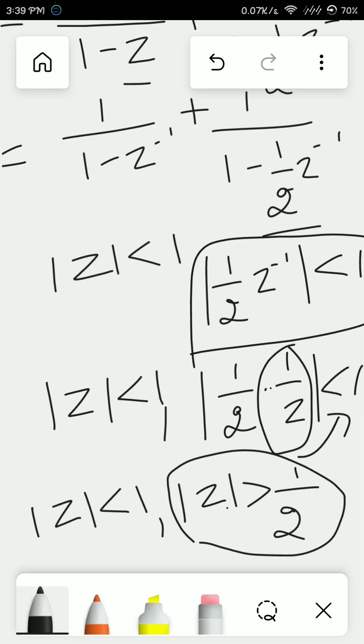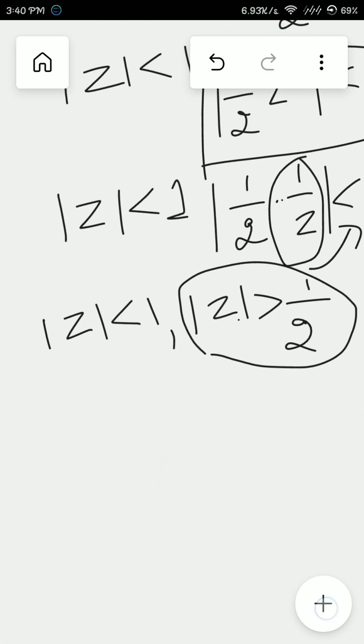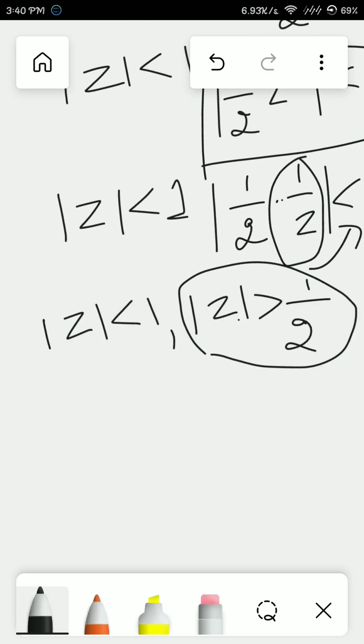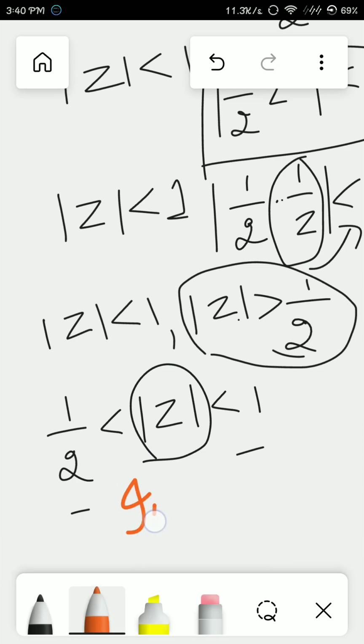See here, I'll just tell you. So this is 1, okay? Now, if your |z| is greater than 1/2, then what happens to your 1/2? 1/2 should obviously be lesser than |z|. So that is why I take it as 1/2 is lesser than |z|, which is lesser than 1. So |z| lies between these two regions, right? So that is why this becomes the part of the intersection.